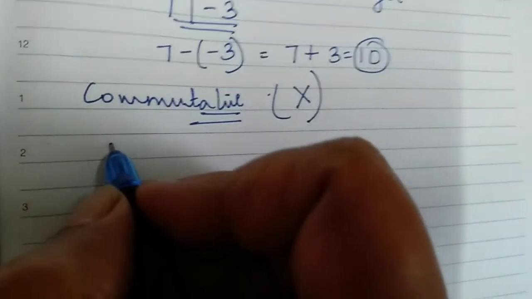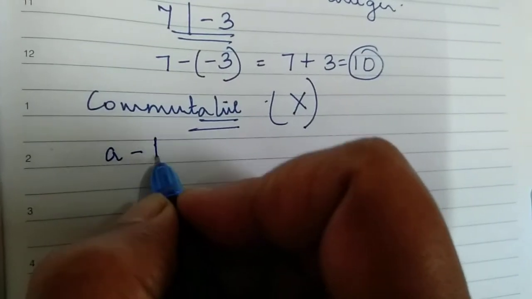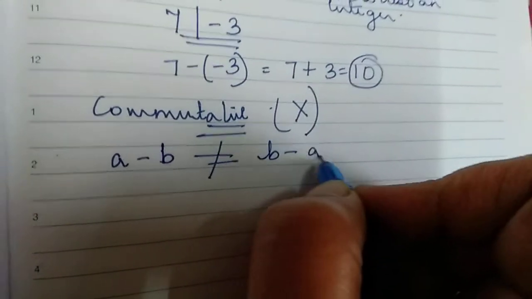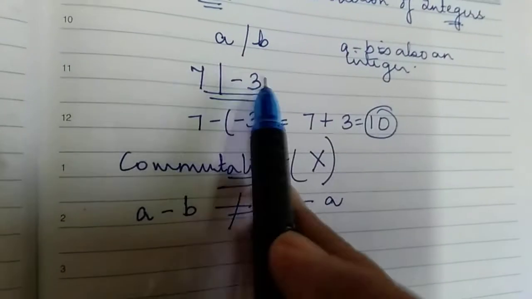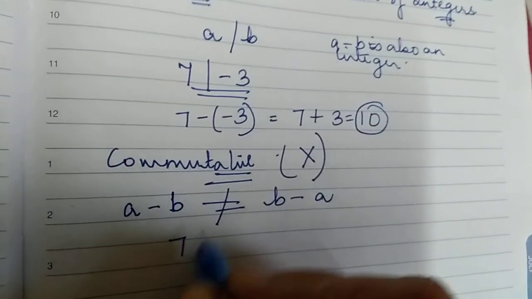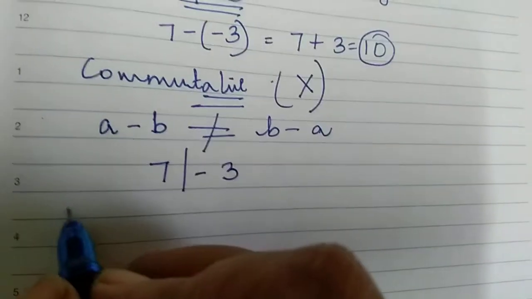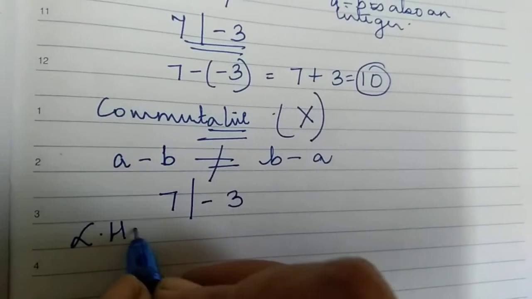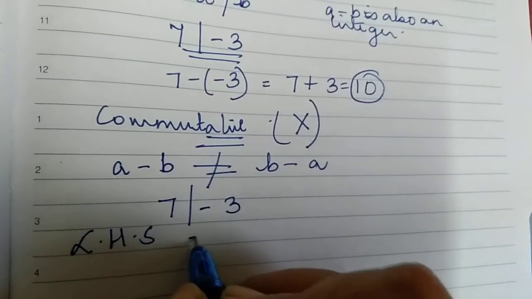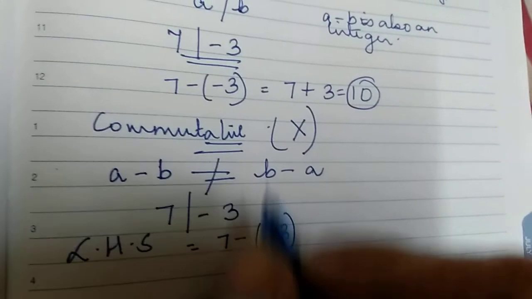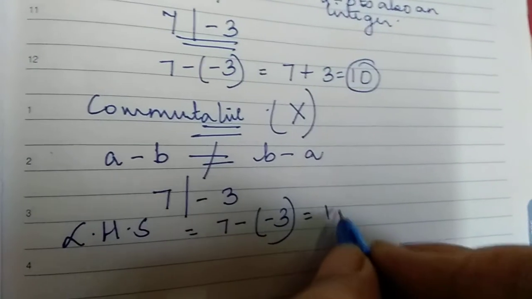But here you will find that if I do a minus b, then that is not equal to b minus a. Suppose I take these same integers. Let 7 and minus 3 be my two integers. So if I see the left hand side, which is a minus b, then it is 7 minus 3, which I have done here. So it is 10.